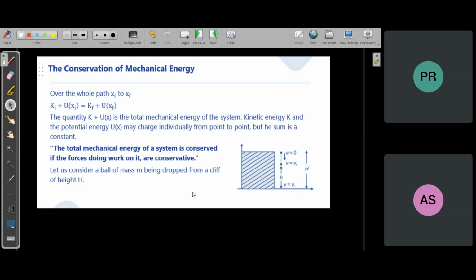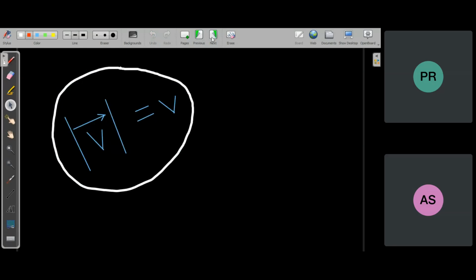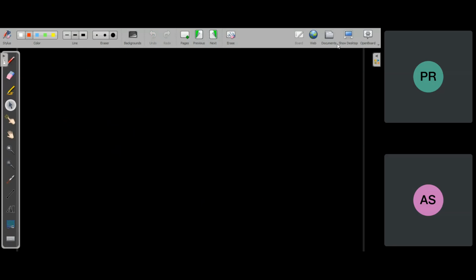For example, if you release a stone from the top of a building, and I ignore air friction, then only a conservative force is acting on the body. Then the mechanical energy of the body remains constant. It loses potential energy as it comes down, and it gains kinetic energy.